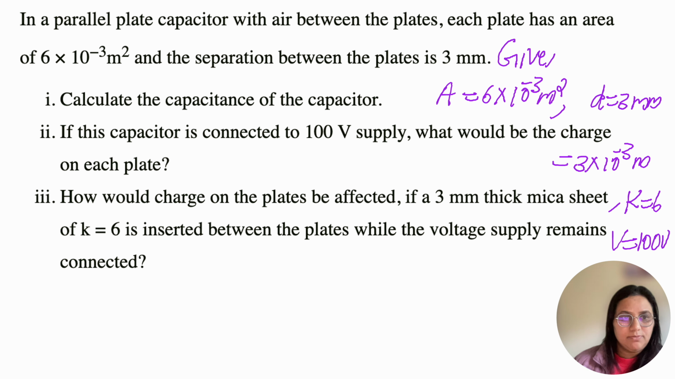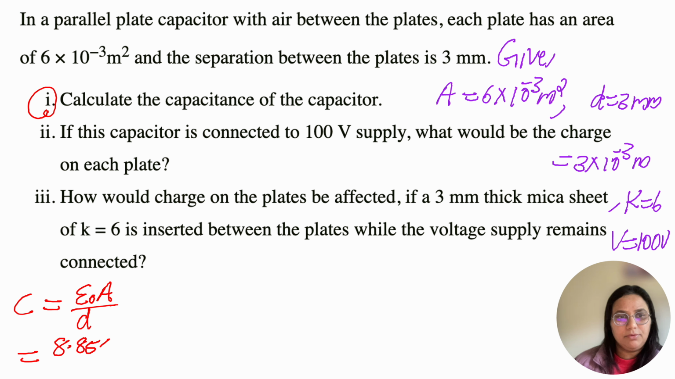The capacitance value can be calculated using the formula C is equal to epsilon naught A divided by d. Substitute the values. Epsilon naught is 8.854 × 10^-12 into A is 6 × 10^-3 divided by 3 × 10^-3.